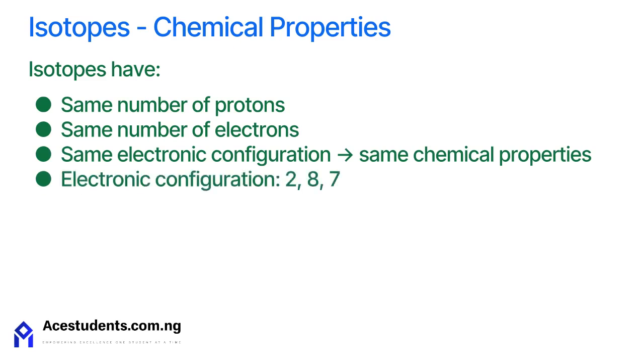Let's look at chlorine as an example. Chlorine-35 has 17 protons and 18 neutrons. Chlorine-37 has 17 protons and 20 neutrons. Both have the same electron arrangement, 2, 8, 7.